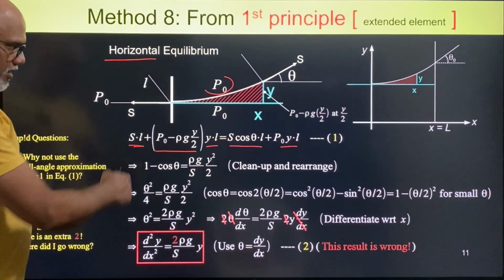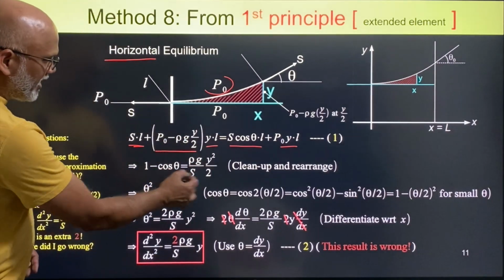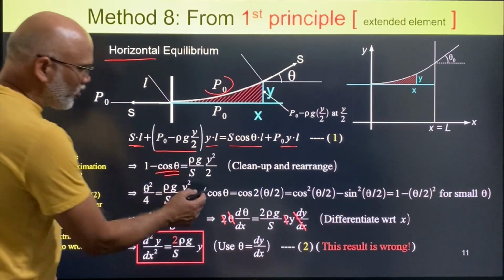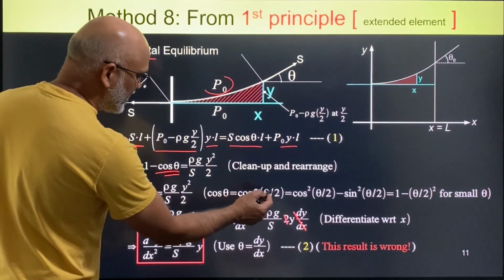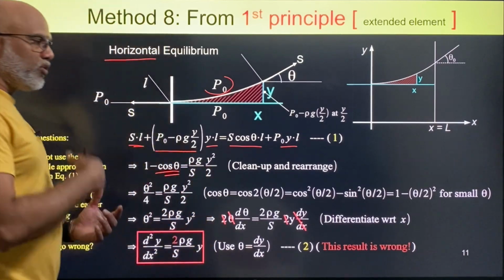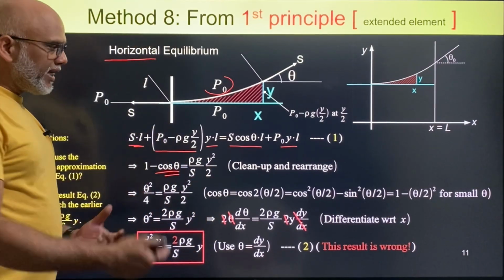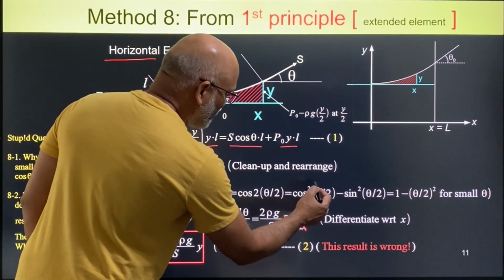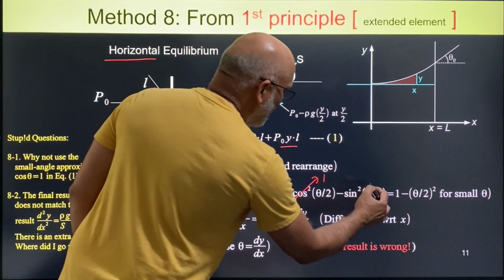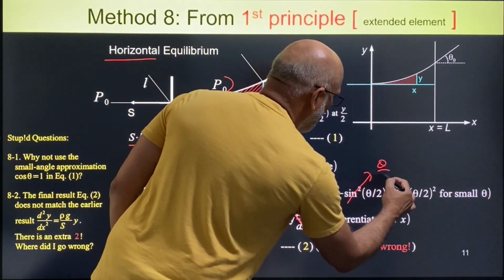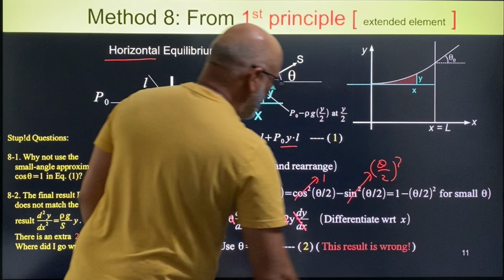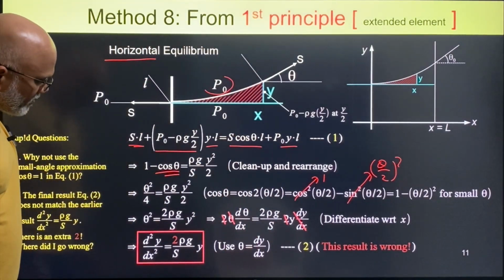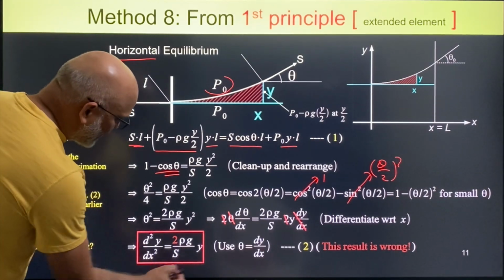Once I do some cleanup here, I get to this expression, and then I make an approximation for cosine theta. So cosine theta is basically cosine 2 times theta by 2. Then cosine 2 theta is cosine square theta minus sine square theta. I'm making that approximation here. Then for small theta, I'm assuming this to be 1, and this is basically going to be theta by 2 square, right? I'm making that approximation there. So with some simplification, I get to this point here, and this gives me this equation.